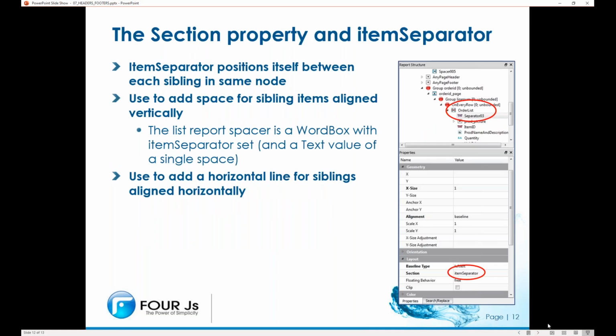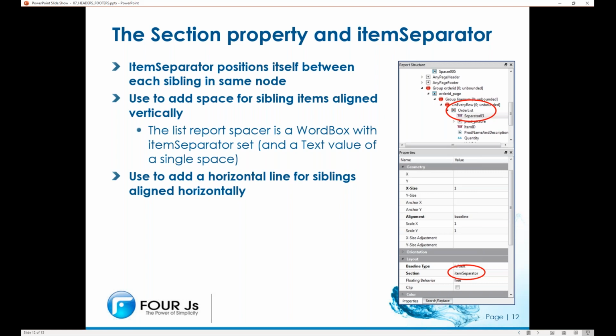I also talked about the item separator. If you're working in a table row and you have all of your fields lined up using relative positioning, by including a word box, setting the word box section property to be an item separator, and putting that as the first item in this list of relatively positioned fields, you're indicating what that separator is going to be.